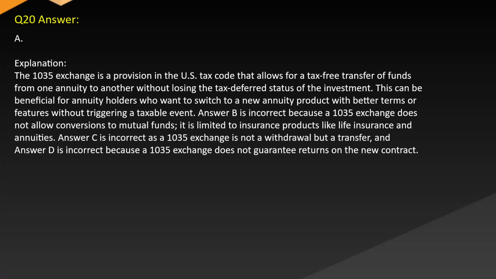Answer A. Explanation. The 1035 exchange is a provision in the U.S. tax code that allows for a tax-free transfer of funds from one annuity to another without losing the tax-deferred status of the investment. This can be beneficial for annuity holders who want to switch to a new annuity product with better terms or features without triggering a taxable event. Answer B is incorrect because a 1035 exchange does not allow conversions to mutual funds. It is limited to insurance products like life insurance and annuities. Answer C is incorrect as a 1035 exchange is not a withdrawal but a transfer, and answer D is incorrect because a 1035 exchange does not guarantee returns on the new contract.